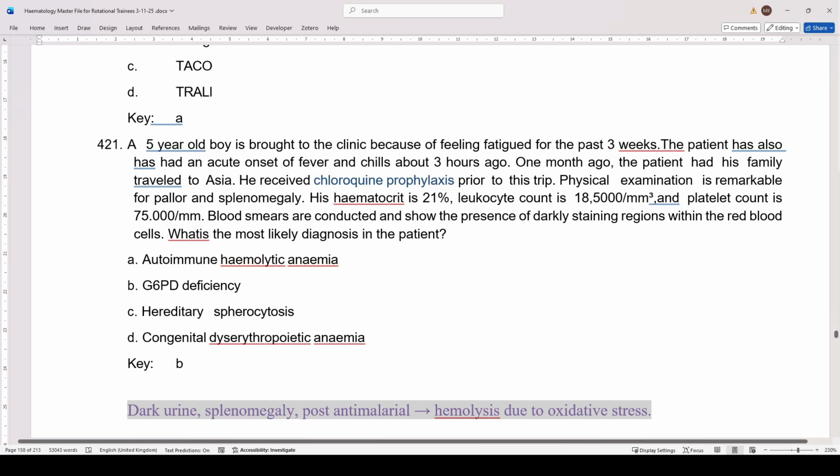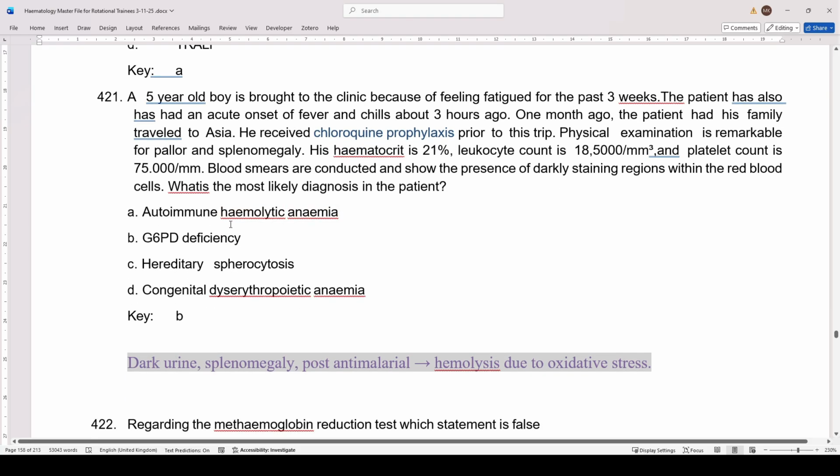It shows blister cells and contracted cells. What is the most likely diagnosis in this patient? Here the trigger is chloroquine. Because of the oxidative stress, the patient had hemolysis, hemoglobin is low, hematocrit is low, and he has these cells in the peripheral blood smear, so it is a case of G6PD deficiency.